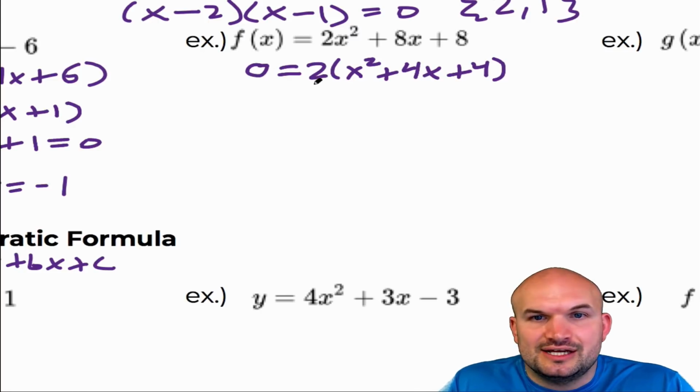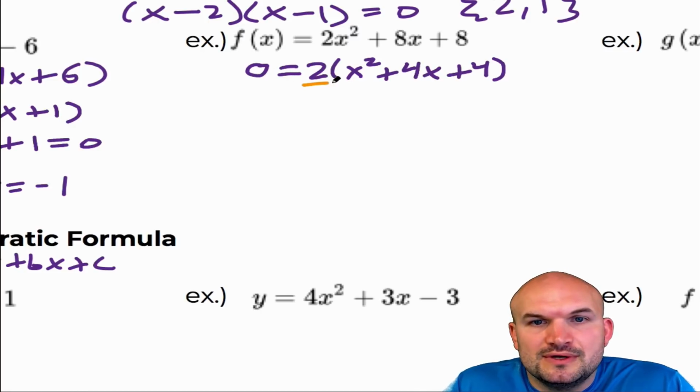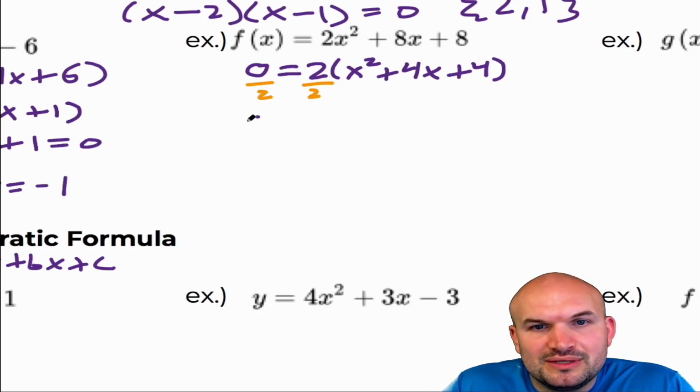And then again, if you want to get rid of that 2, you don't set this equal to 0 because there's no x there, right? And 2 does not equal 0. So you can just divide by 2 to eliminate that. And therefore, you'll be left with 0 equals.